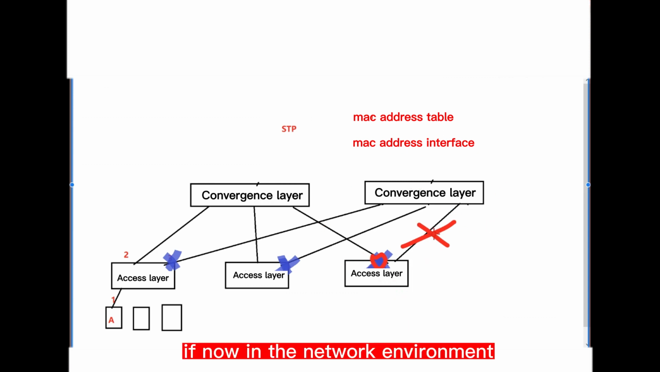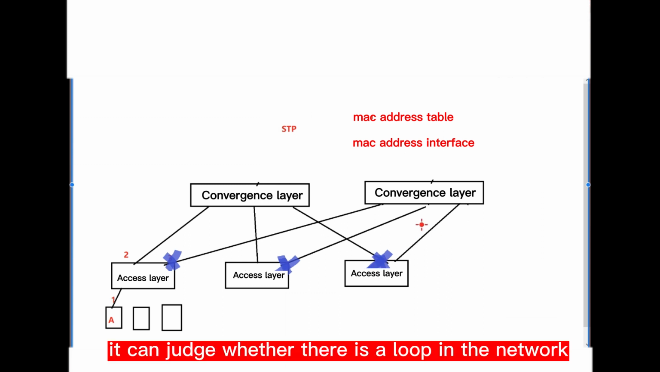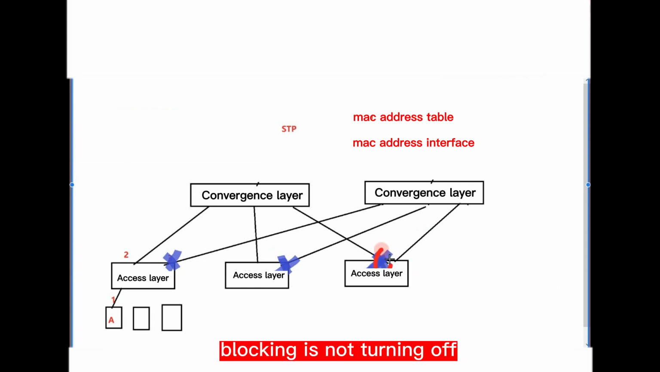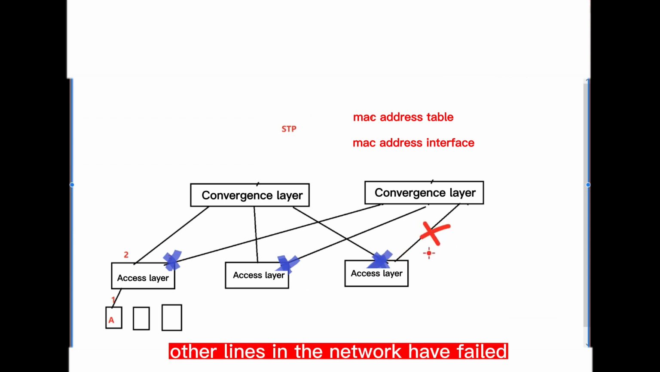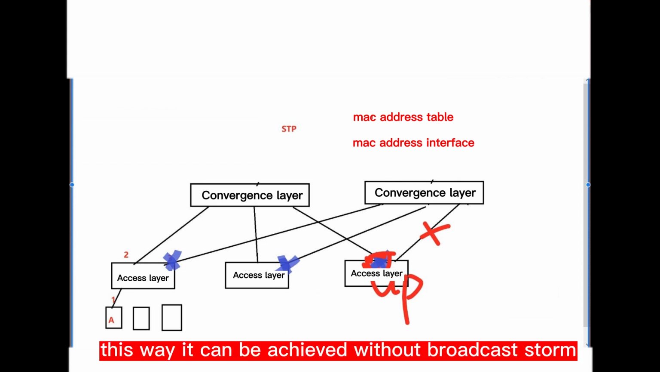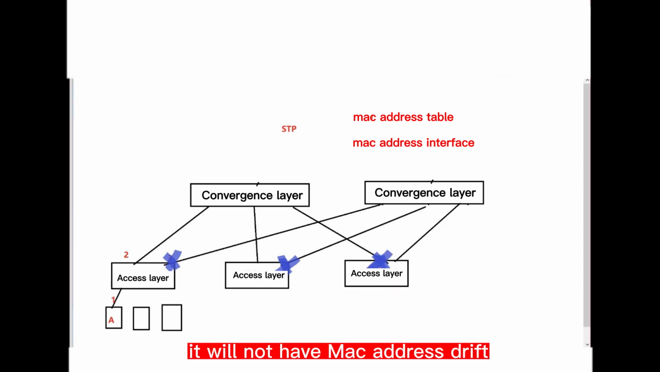If in the network environment there is a line forwarding, it can judge whether there is a loop in the network. If there is, this port is blocked. Blocking is not turning off. When it senses that other lines in the network have failed, this interface automatically comes up and starts forwarding data traffic. This way it can be achieved without a broadcast storm, no loop, and no MAC address drift.